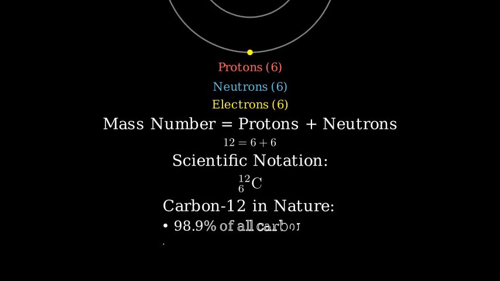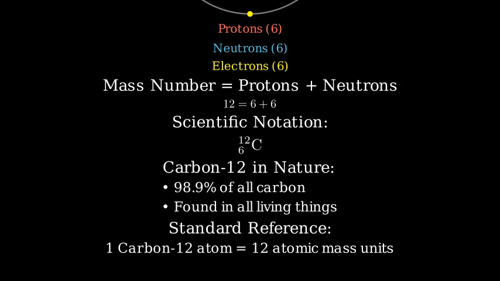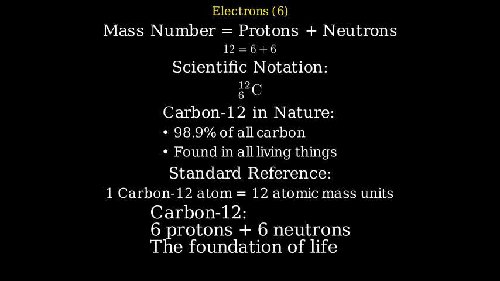It's the most abundant isotope of carbon, making up about 98.9% of all carbon on Earth. It's also used as the standard for atomic mass units, where one carbon 12 atom is defined as exactly 12 atomic mass units. So remember, when we're talking about an element with 6 protons and 6 neutrons, we're talking about carbon 12, one of the most fundamental and important isotopes in nature.